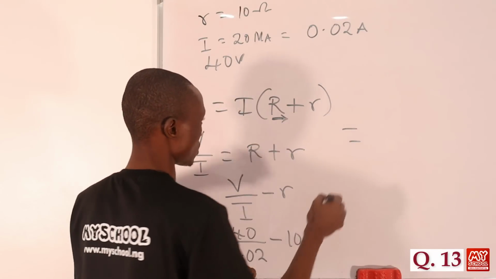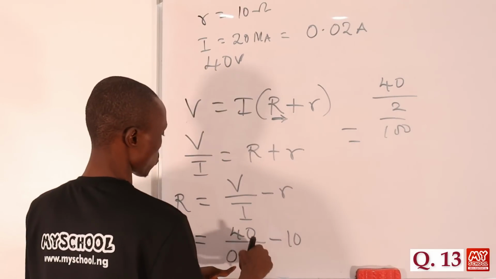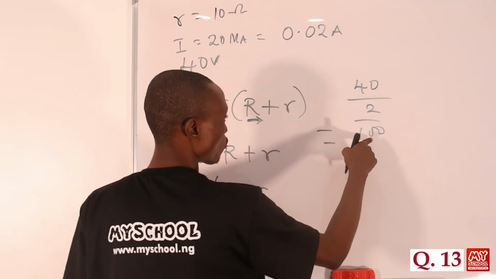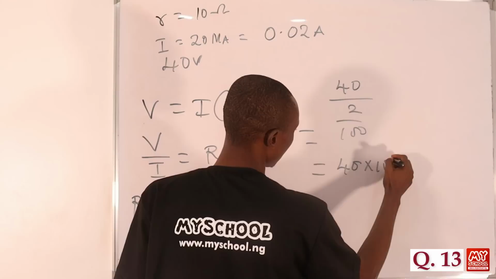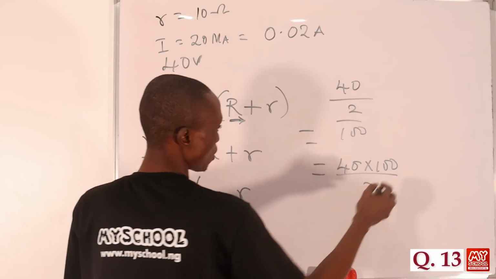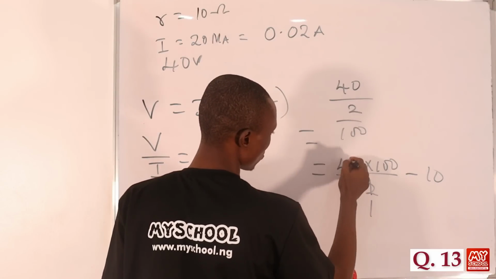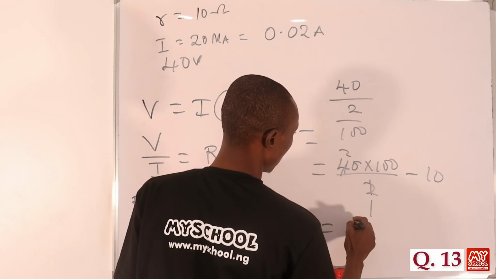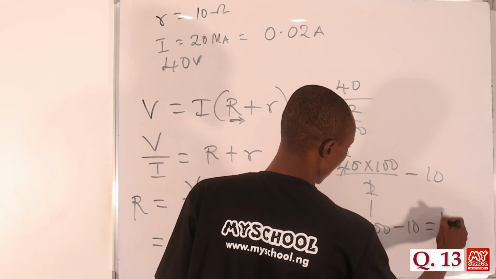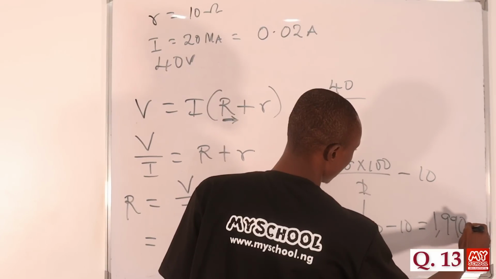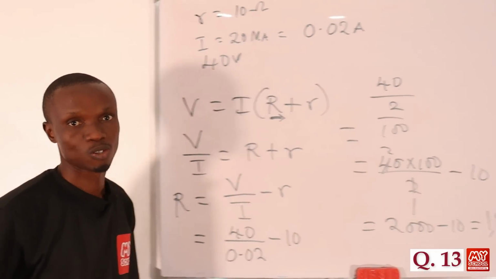Okay, so remember that this is the same as 40 divided by 2 over 100, right? This is just 1, 2. So this is 2 over 100. Of course, this is going to move up, so that we'll be having 40 times 100 divided by 2. Now remember, I've not forgotten our minus 10, which is the internal resistance. So 2 here will be 1, 2 here will be 2. So if we multiply out, we'll be having 2000, right? So 2000 minus 10 will be equals to 1990 ohms. Okay, so let's return back to the screen to pick the correct answer to this question.